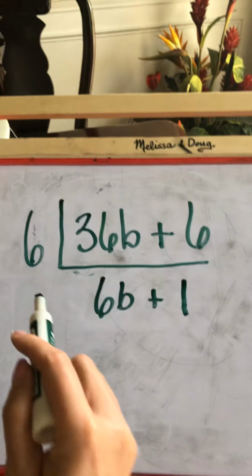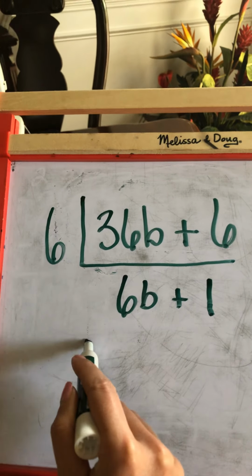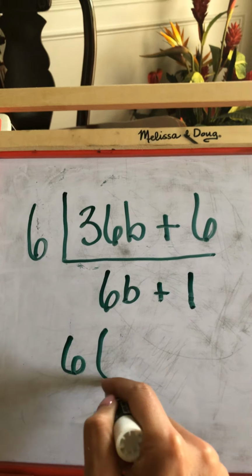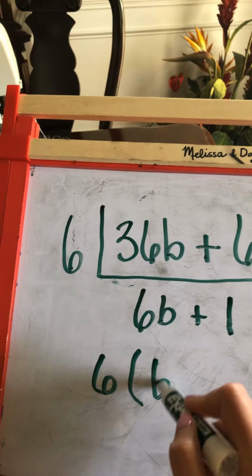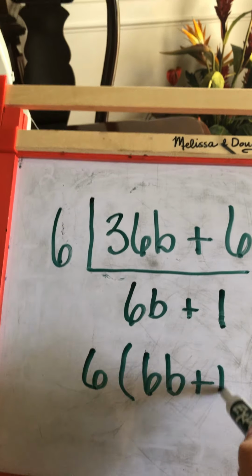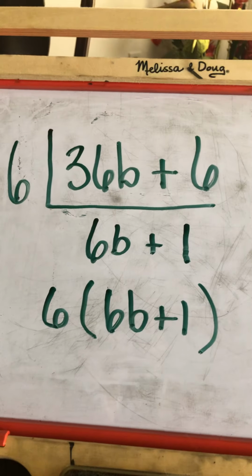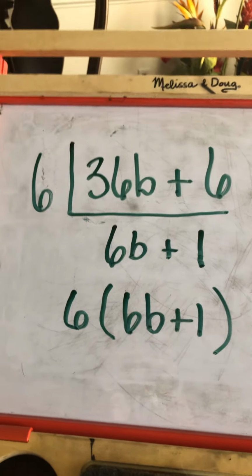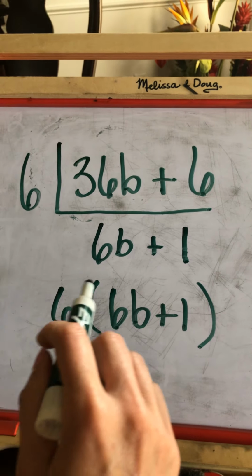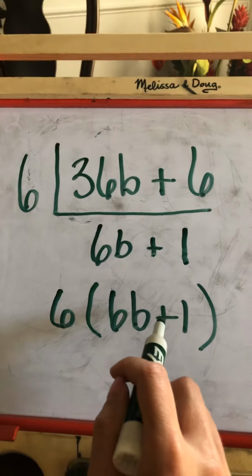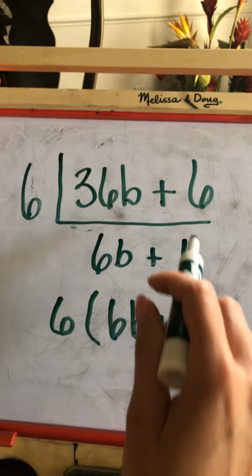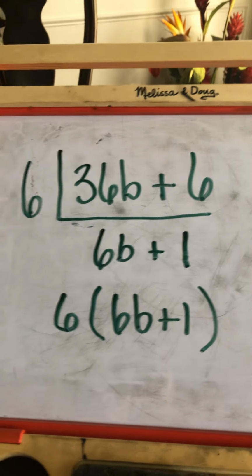Well, now this is what's on the outside. And then what we have under here, 6B plus 1, is what's on the inside. And we can check ourselves too, because we can distribute this. 6 times 6B is 36B, plus 6 times 1 is 6. All right, let's do another one.